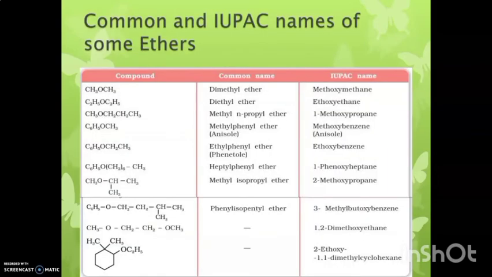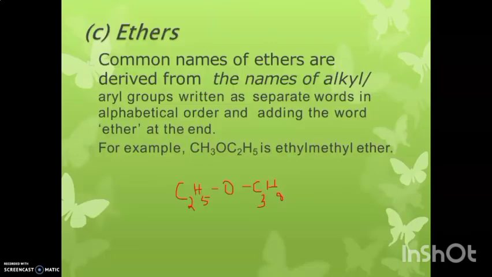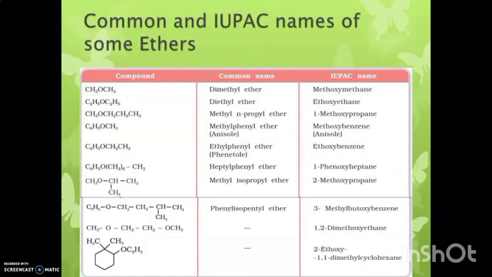So here you can see some common names and IUPAC names. The IUPAC name you have to write like this, here you can see methoxymethane. Methoxy, that is, this oxygen name also we have to consider. So first we write this compound name, that is methoxy, and methane. Here we can call it ethoxyethane. In the case of symmetrical ethers, the two groups attached to the oxygen are the same, so we can write methoxymethane, ethoxyethane, and propoxypropane, like that.